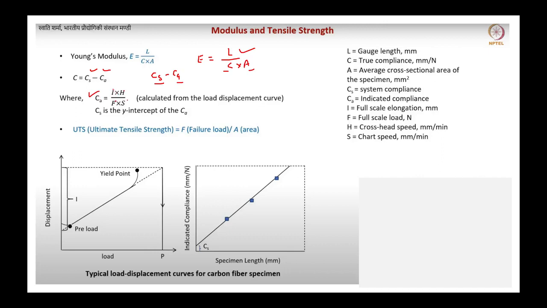What is I? I is the full scale elongation. H is your crosshead speed, S is your chart speed, and F is your full scale load. Here UTS is calculated by F, which is the failure load, divided by the area. So it is the load at which your material fails, and the area is the area of your material.